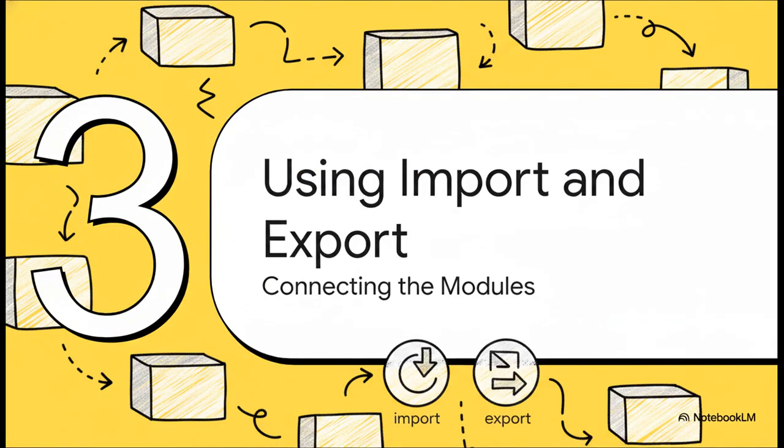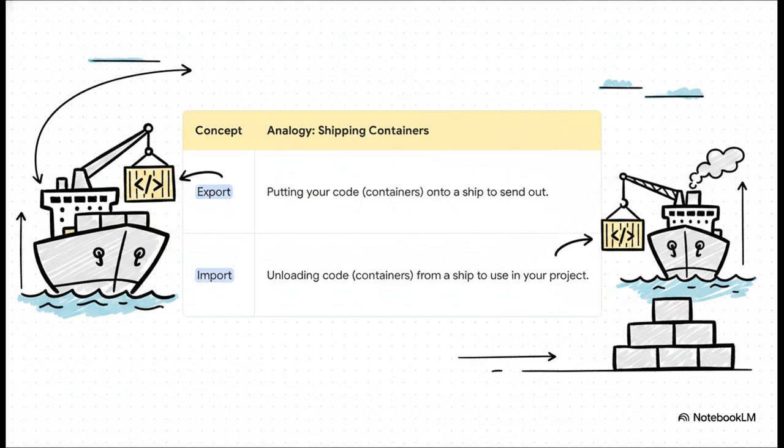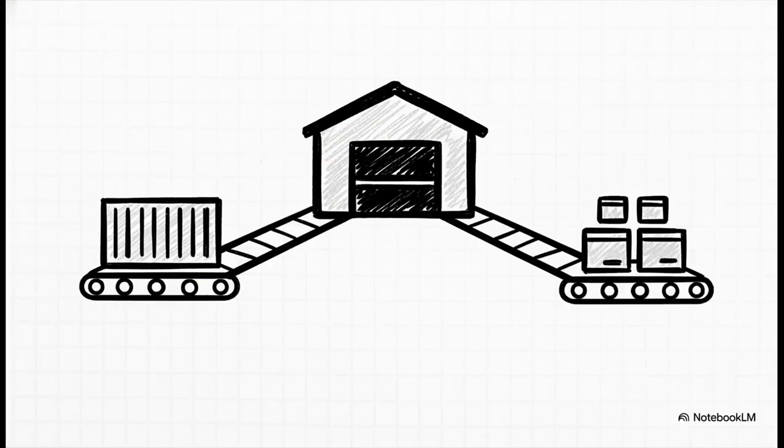So the big question is, how do these separate files, these modules, actually talk to each other? I mean, if all our code is in different little boxes, how do we connect them to build our app? Well, this is where two very important keywords come into play: import and export. I want you to think of it like a busy shipping port. When one module has a function or some data it wants to share, it uses the export keyword. This is like loading a shipping container onto a boat, ready to be sent out. Then, another module that needs that code uses the import keyword to, you guessed it, unload that container and start using what's inside.